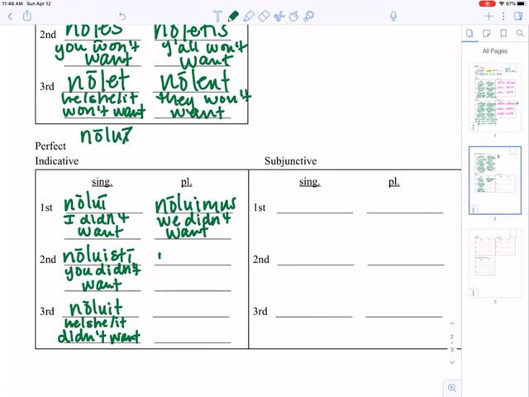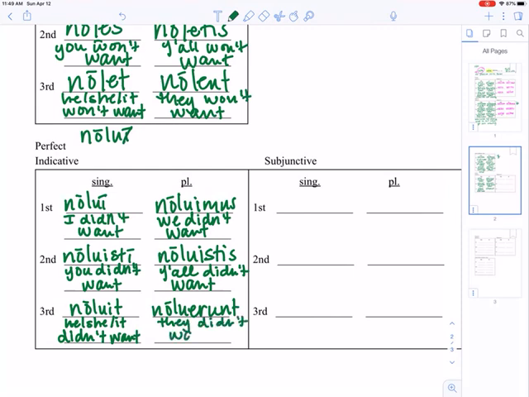We're going to have Noluistis for second plural. Y'all didn't want. And then Nolu erunt for they didn't want.